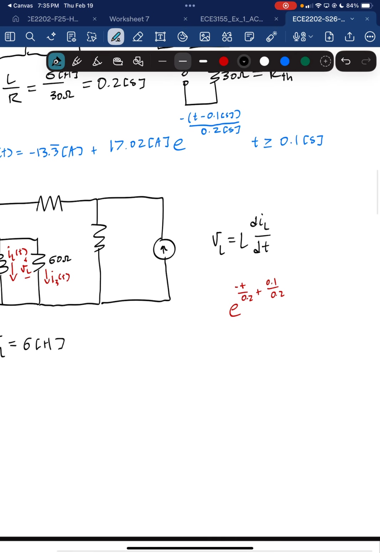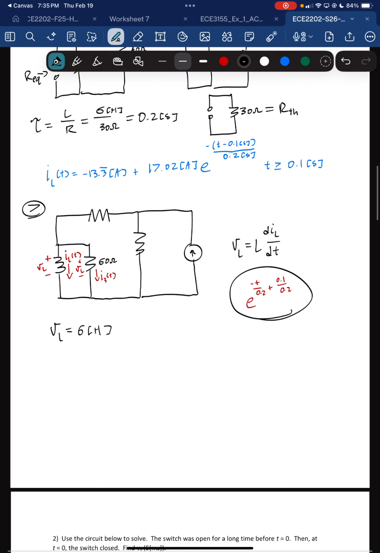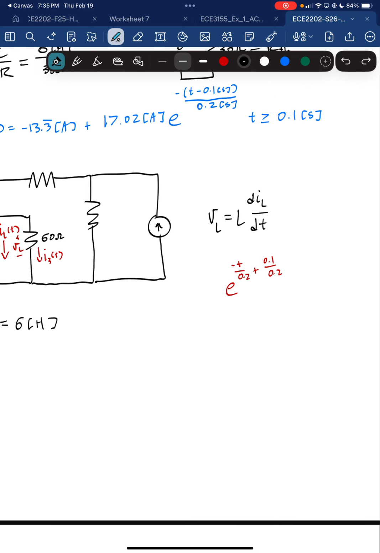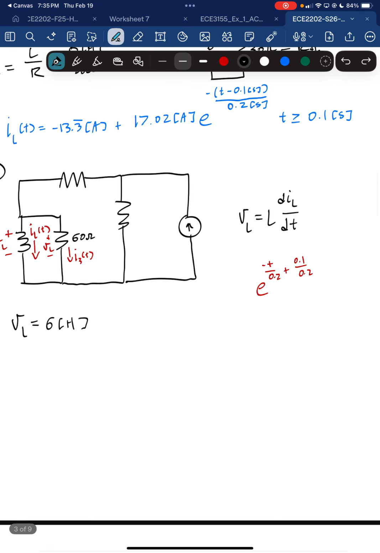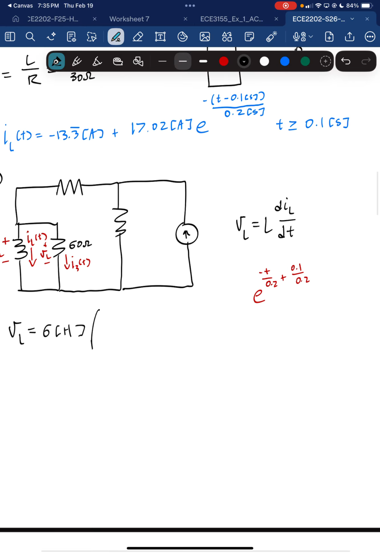Because we're going to have to use the chain rule to find the derivative of your exponential function. And so when you do the chain rule, essentially you're going to be left with negative 1 over 0.2 times 17.02, that stays there, times the derivative of an exponent is the same exponent, e to the (t minus 0.1) over 0.2.